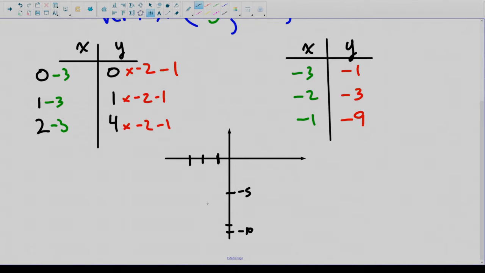So let's plot our points. (-3, -1). I'm going to use blue for this, so (-3, -1) would be approximately here. (-2, -3) would be approximately here. (-1, -9) would be approximately here. Now here's where we're going to do something a little bit different that we haven't done yet.